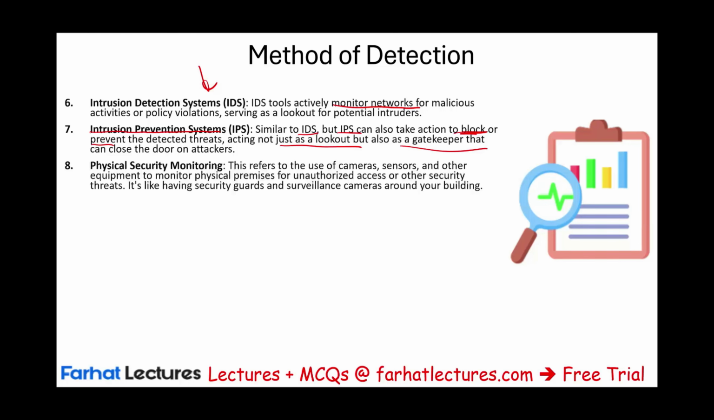Obviously, we can't forget physical security monitoring, and we mentioned this so many different times in many recordings. This refers to cameras, sensors, and other equipment, basically physical security, to monitor physical premises for unauthorized access or other security threats. It's like having a security guard and surveillance cameras around the building.